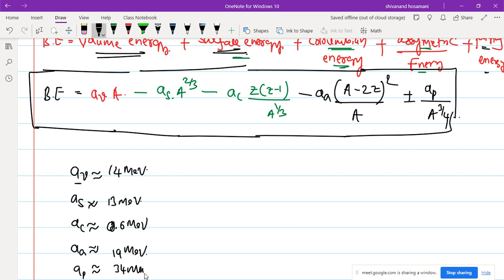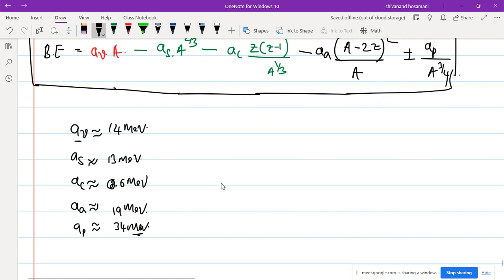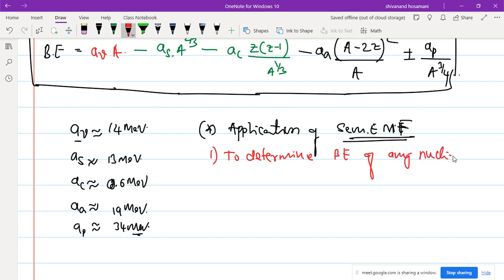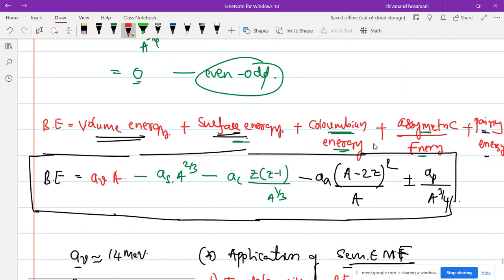What is the application of this semi-empirical mass formula? You know this? The first application is to determine the binding energy of any nucleus, taking all the considered parts like the pairing part, asymmetric part, and everything. And the second one, to determine the atomic masses of the nuclei.